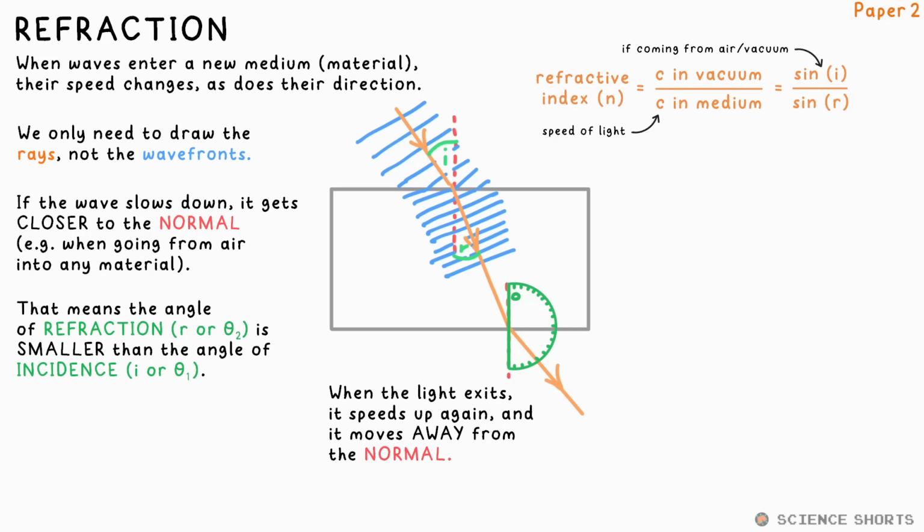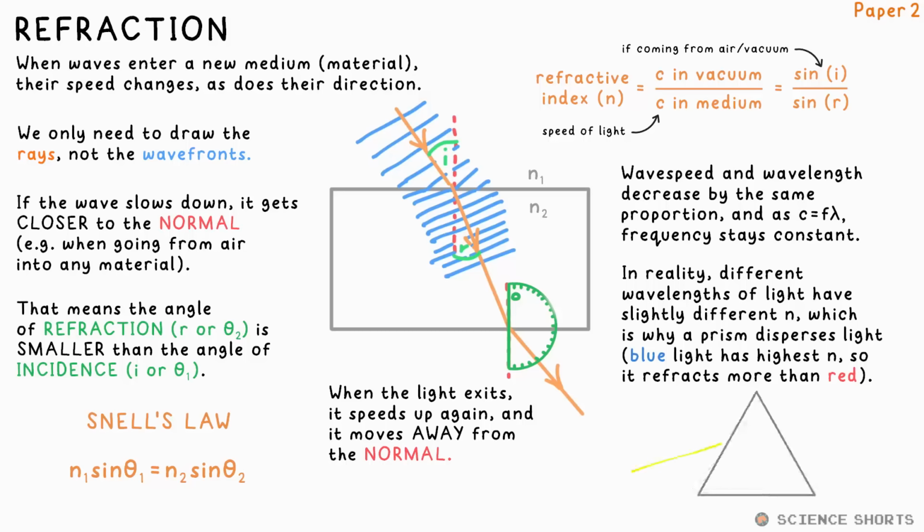If you calculate sine i over sine r for a light ray entering a medium from air, this gives you the refractive index. The full equation for refraction is Snell's law though. n1 sine theta 1 equals n2 sine theta 2. You can see that we've just replaced i and r with thetas.